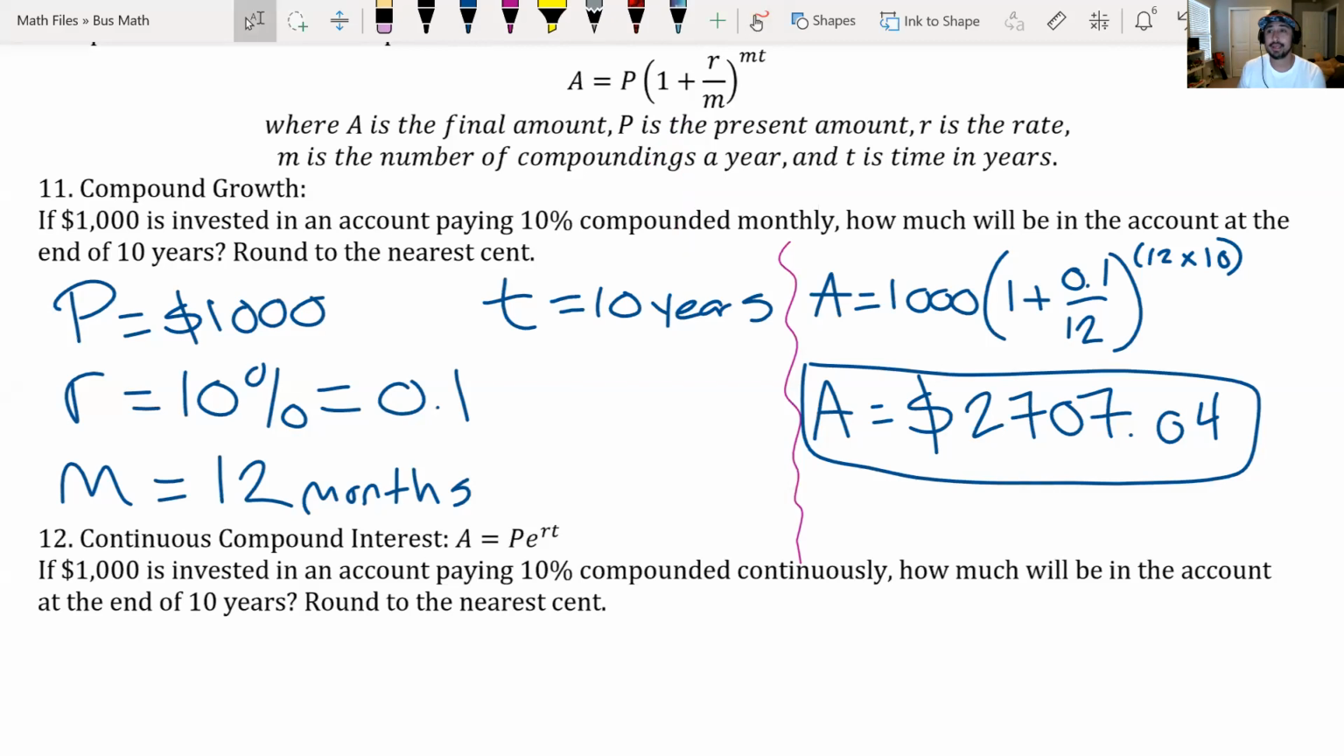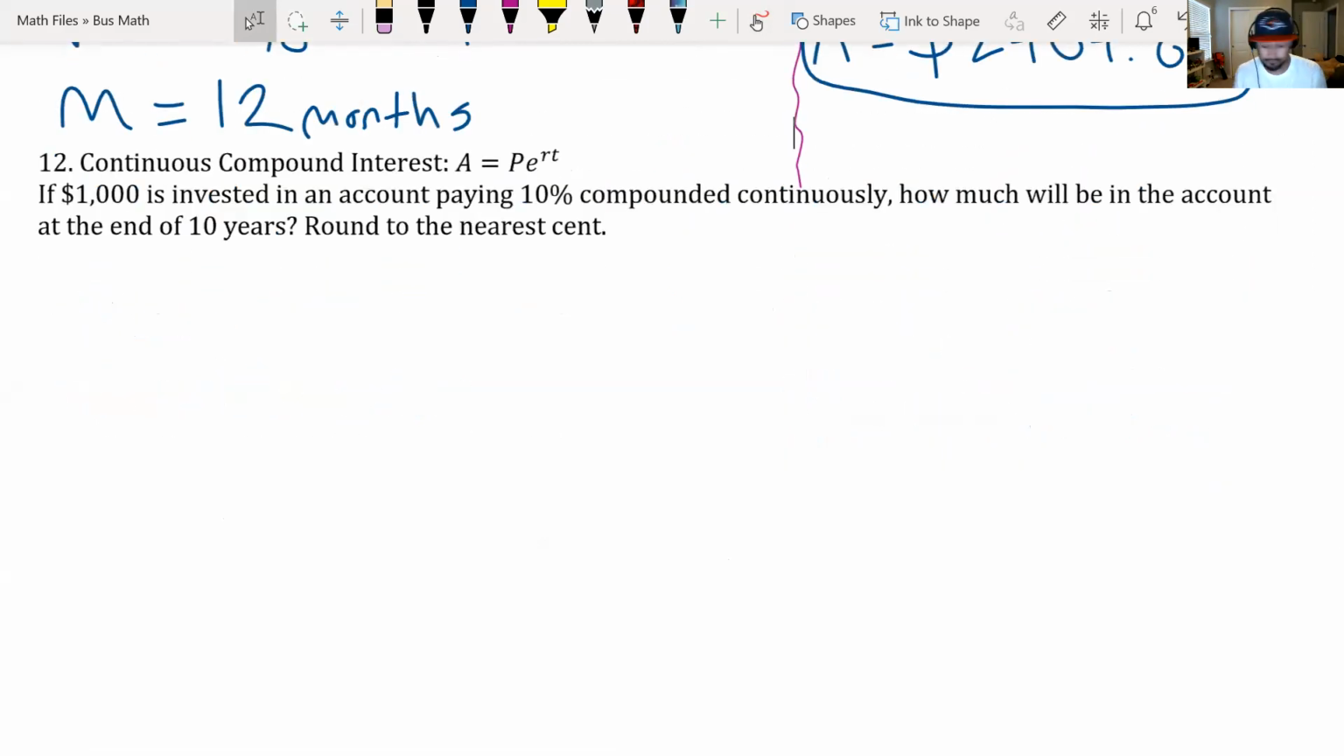Okay, so that is compound interest. So that's how that works. Label all the pieces, plug them in, learn how to type it in your calculator. The next formula is what I keep trying to say.